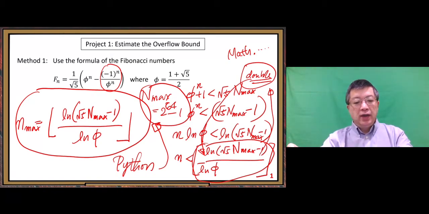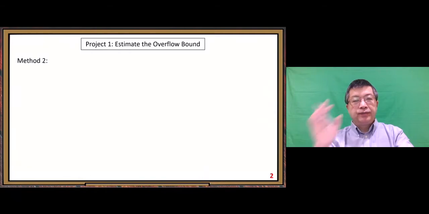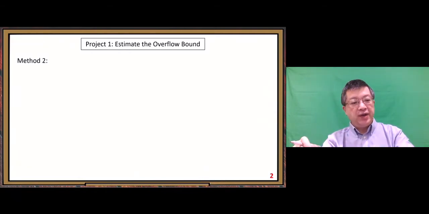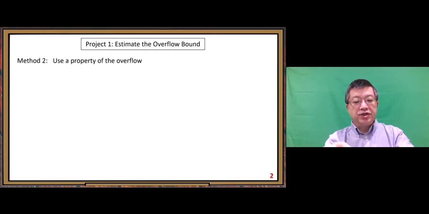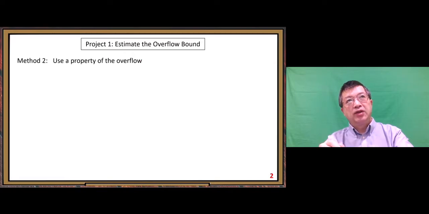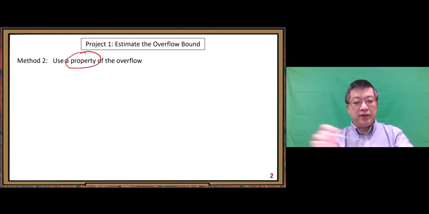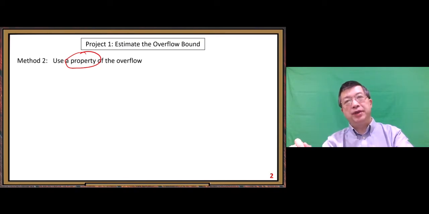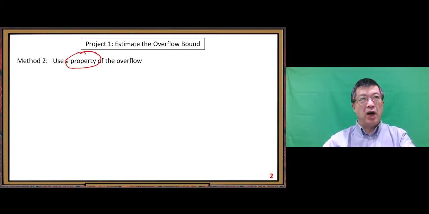Method number 2, we use a different way to estimate that number, but this time we need to do experiments, Fibonacci number experiments. Use the property of overflow. When you use this method, try to use our efficient iterative method, so it will be very fast. Otherwise, it will be too slow. So what is the property? Here I want to point out one property related to overflow.